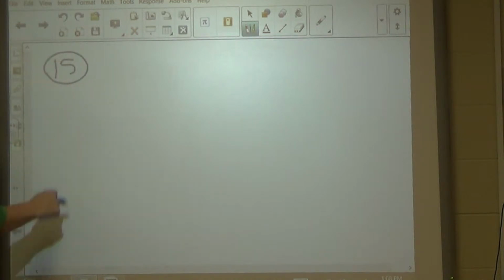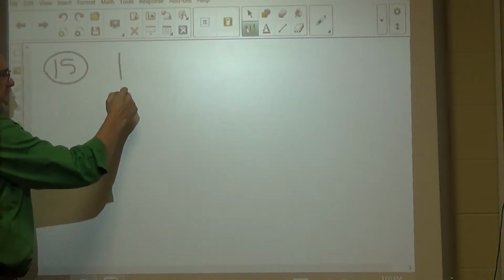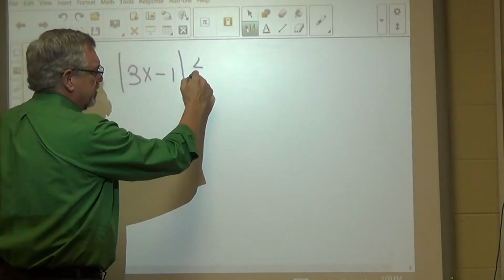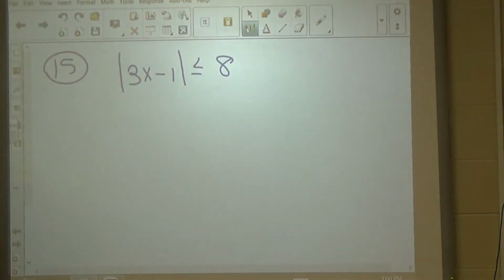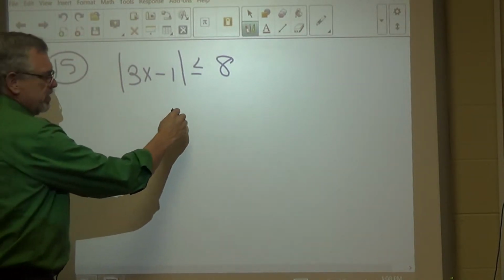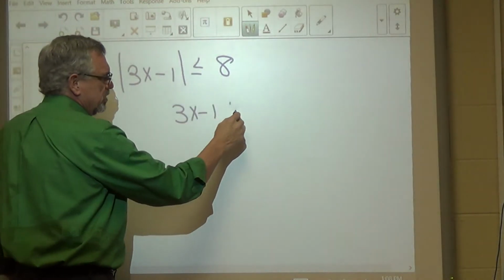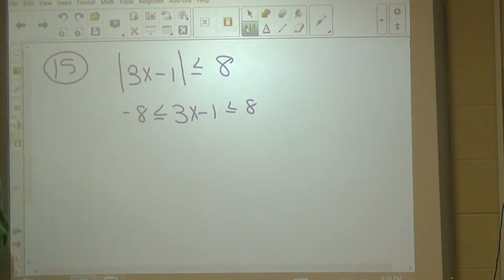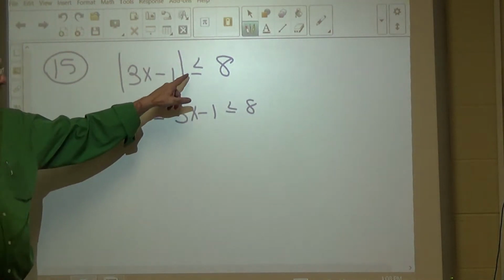Number 15. I have the absolute value of 3x minus 1 is less than or equal to 8. This is going to be an and statement because it's less than. Absolute value less than is and, greater than is or. If it's an and statement, then I can write it out long ways, like so. You can only do that when it's a less than.